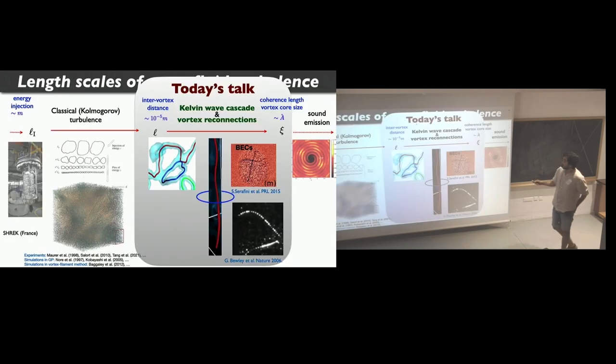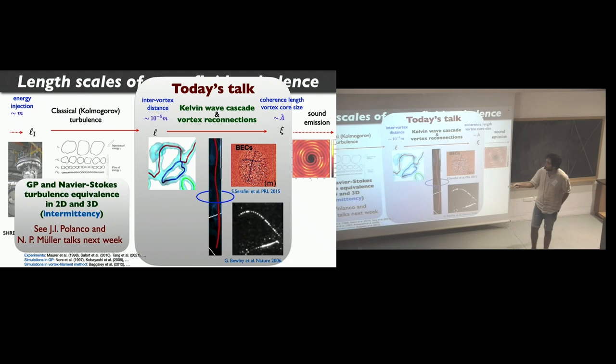As I mentioned, my talk is really concentrated on this part, and on two topics: the Kelvin wave cascade and vortex reconnection. If you are more interested in the classical part of quantum turbulence, I advertise these two talks next week by Juan and Nico, who will show that there is not just an energy spectrum that is the same, but even some of the intermittent fluctuations are equivalent to those in classical turbulence.